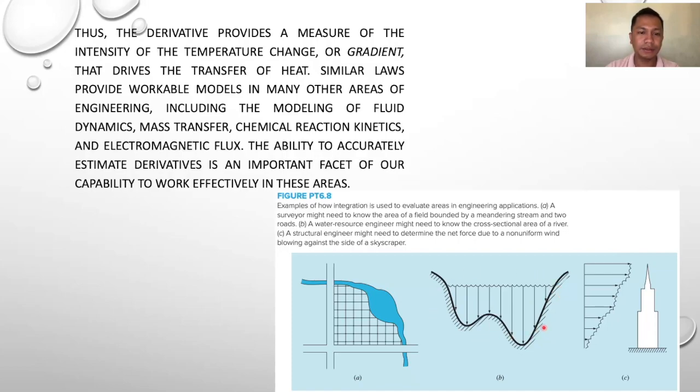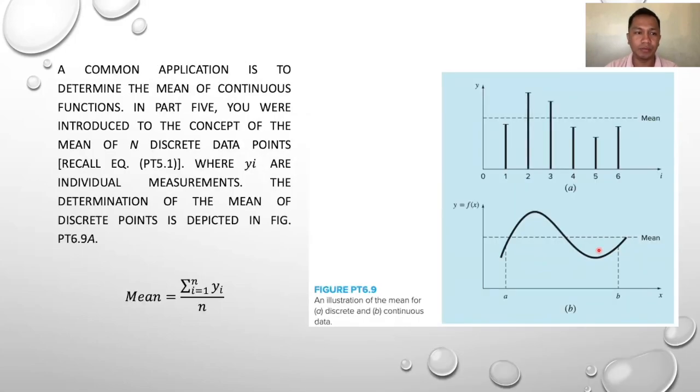In B, a water resource engineer might need to know the cross-sectional area of a river. And in C, a structural engineer might need to determine the net force due to a non-uniform wind blowing against the side of a skyscraper. These are examples of how integration is used to evaluate areas in engineering applications.